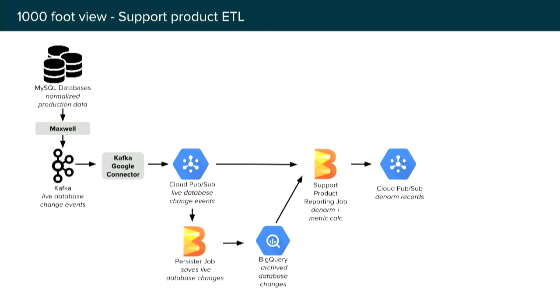For this reason, we send the live streams of database changes to the current reporting job that is running, as well as the persister job, which saves the incoming database changes so that they can be read by future versions of the reporting job. As we can see here, the support job reads the archived database changes at startup, and then also reads the incoming database changes from PubSub on an ongoing basis. It then does denormalization and outputs the records to PubSub.